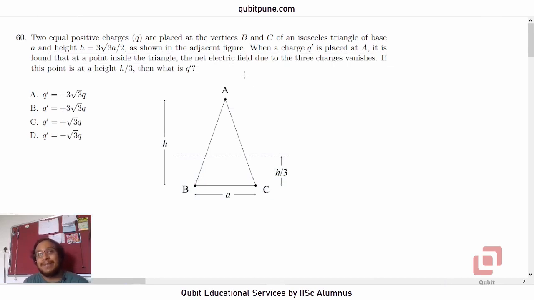We are solving the IISER Aptitude Test 2019 Physics MCQs. We have completed 14 of them. Only one is remaining, which we will be covering in this video, that is MCQ number 60.